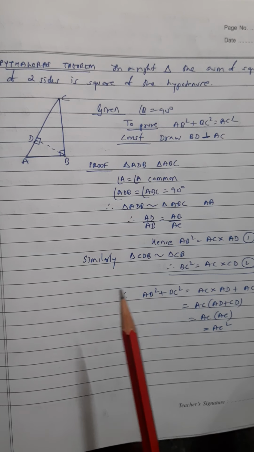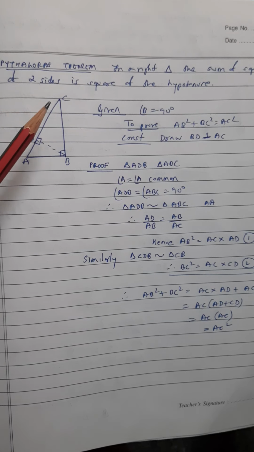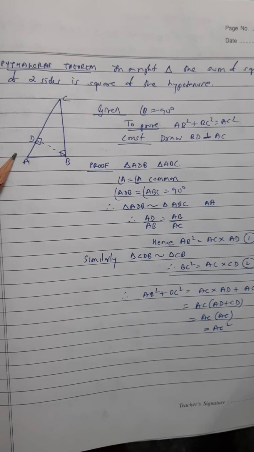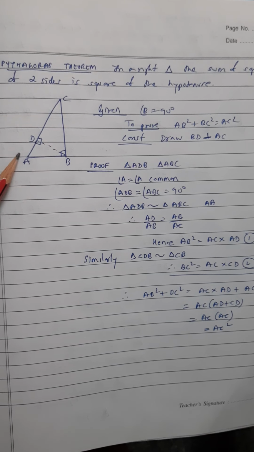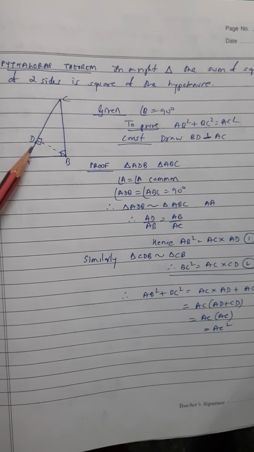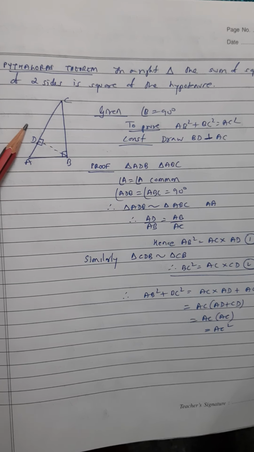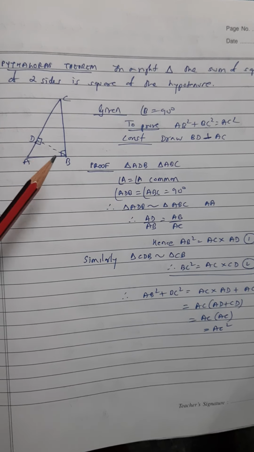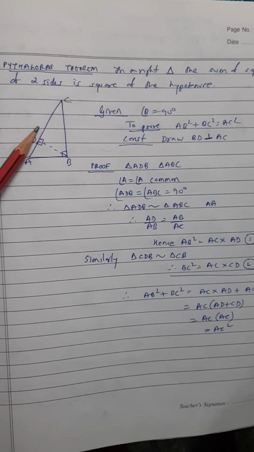Now this is the Pythagoras theorem. Now we are aware of what the Pythagoras theorem is: in a right angle triangle, this is the base, this is the perpendicular, and this is the hypotenuse. The Pythagoras theorem states that in a right triangle, the sum of squares of the base and the perpendicular will give you the square of the hypotenuse. That means the base square plus perpendicular square is equal to the hypotenuse square.